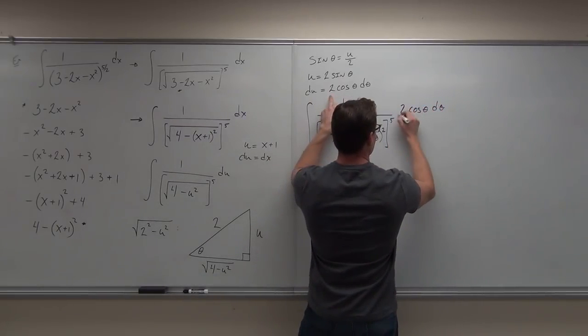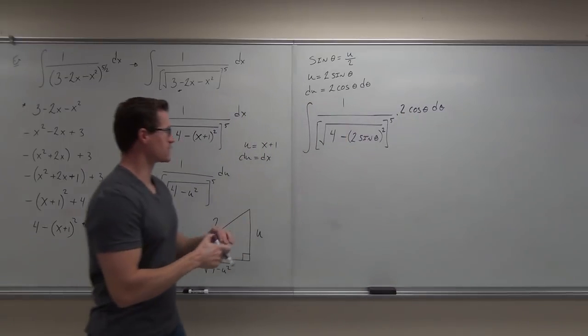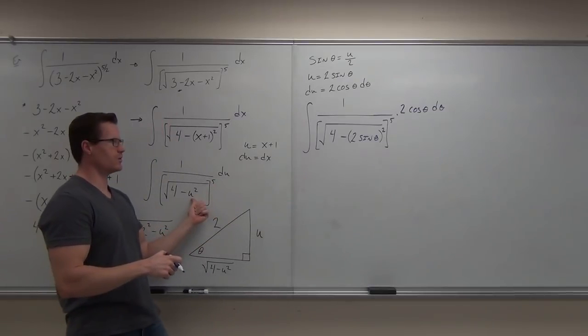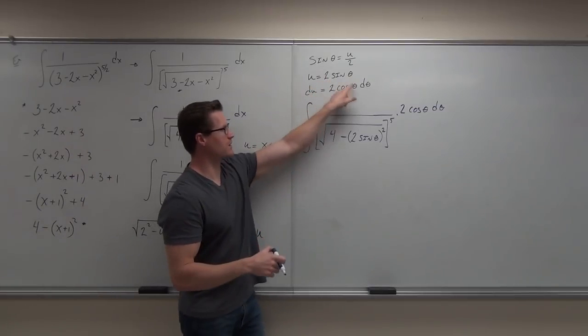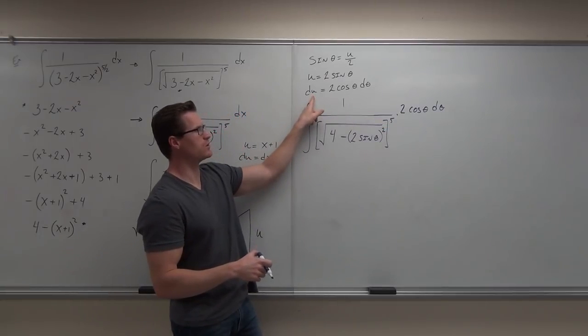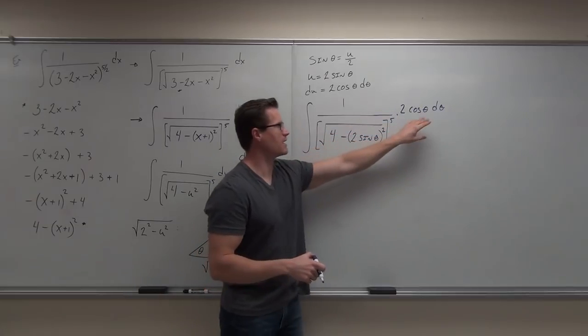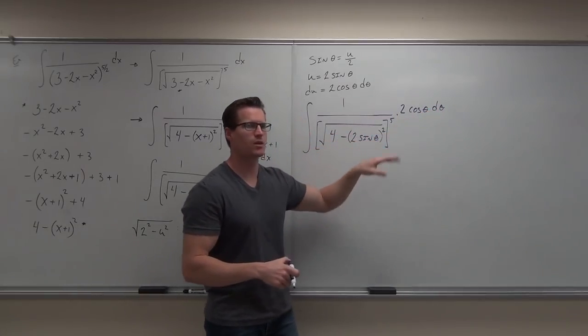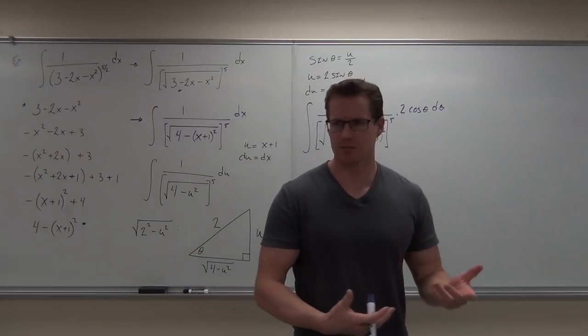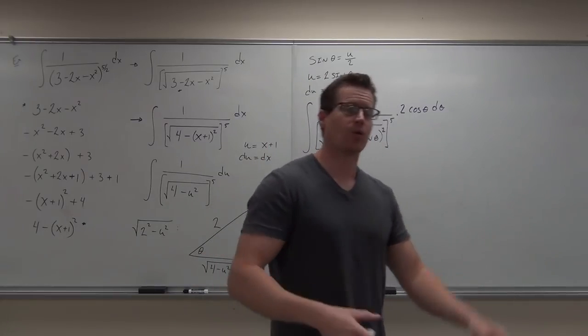Perfect. Okay, let's make sure we got this. 1 stays, 4 stays, minus stays. U, no. U is 2 sine theta. We have it squared. We have 2 to the 5th power. Du, no, not du. 2 cosine theta d theta. D theta's got to match everything. We can't have 2 different variables up there, otherwise that doesn't work for us. So far so good? Now what do we do?